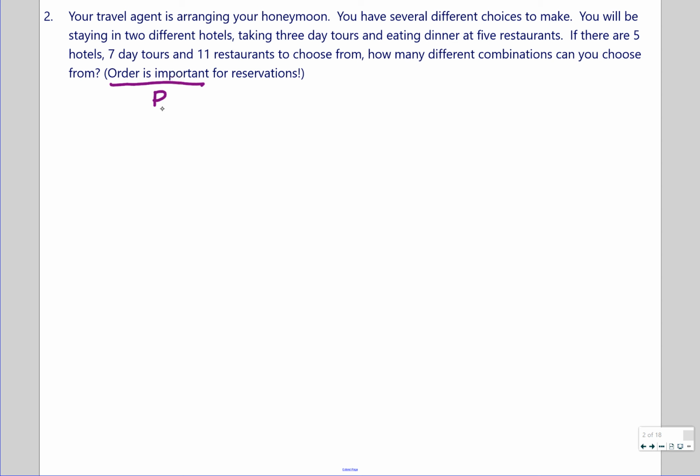Okay. So let's just talk about the hotel. I am going to pick 2 different hotels, and I have how many to choose from? 5? Okay. So my hotels are going to be 5, choose 2. Those are all the different ways we can make our hotel reservations. We're going to pick 3 day tours out of 7. So 7, choose 3. And then we're going to pick 5 restaurants out of 11. 11, choose 5.